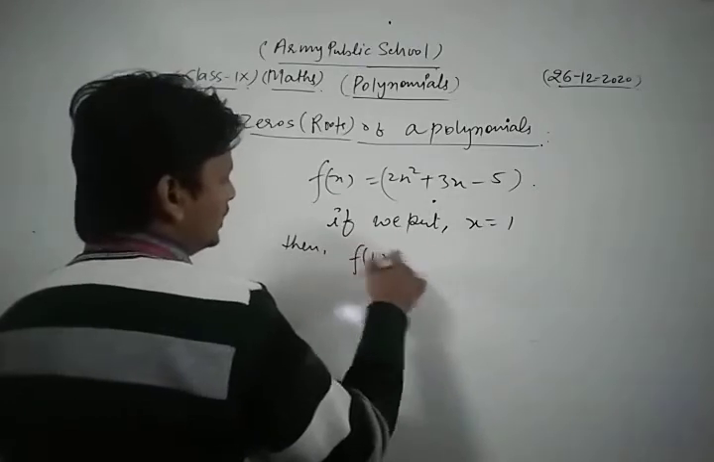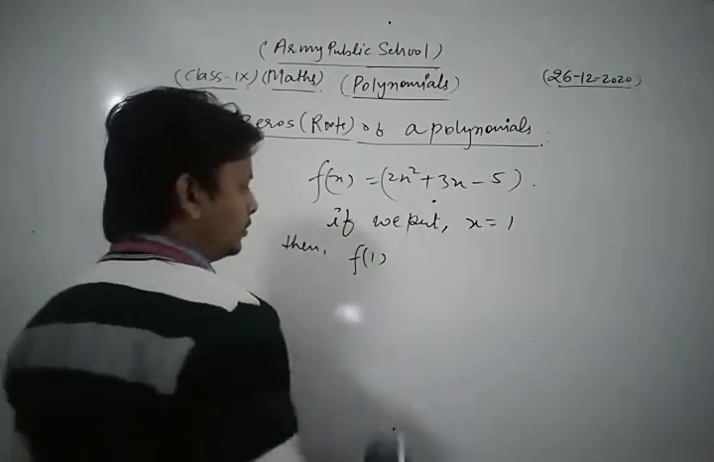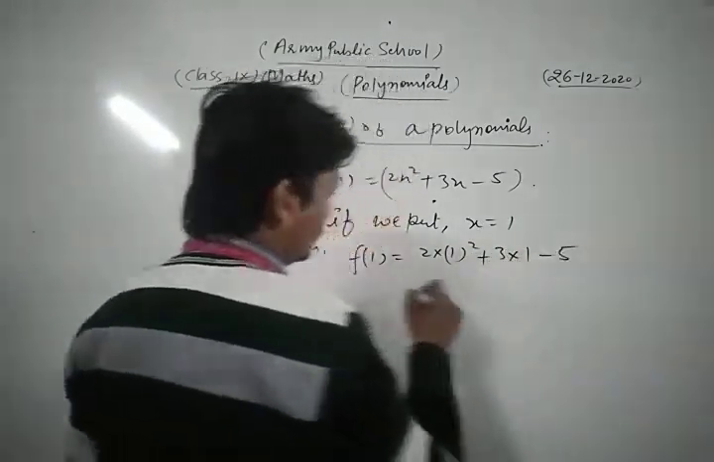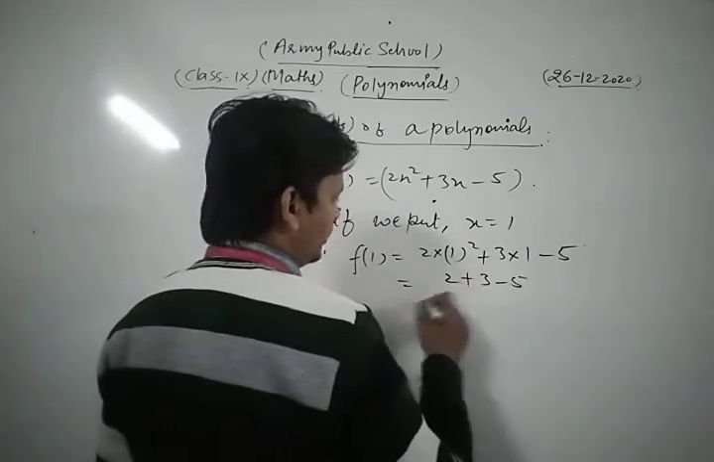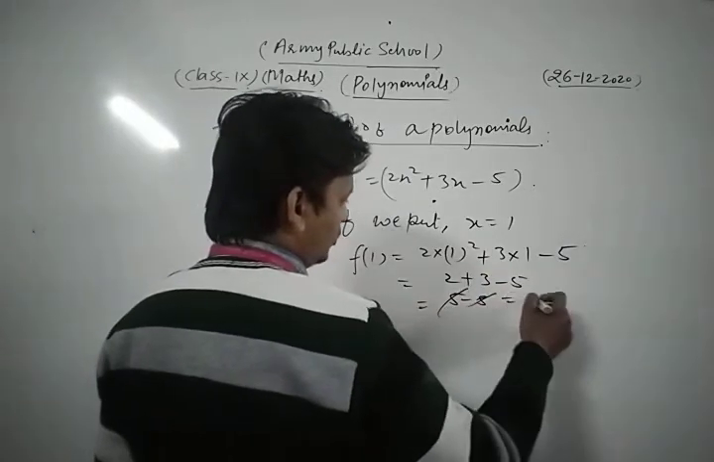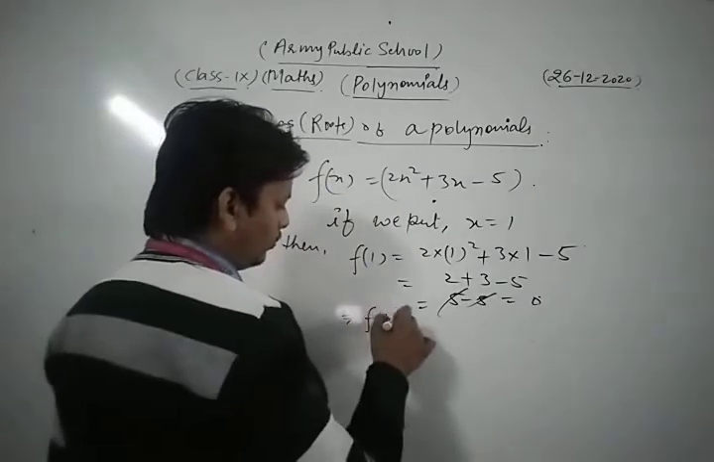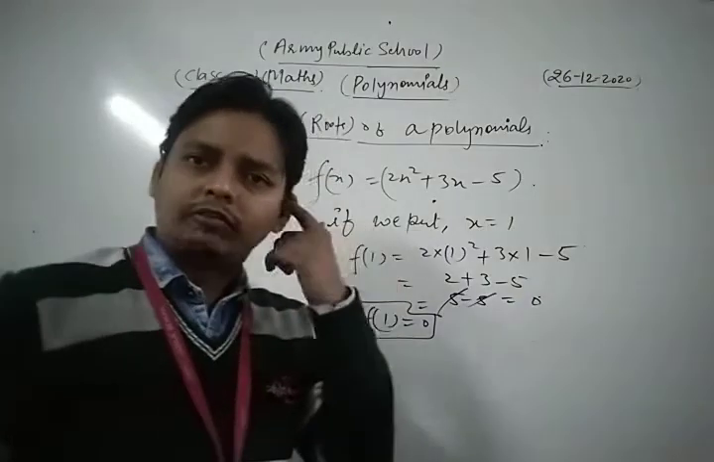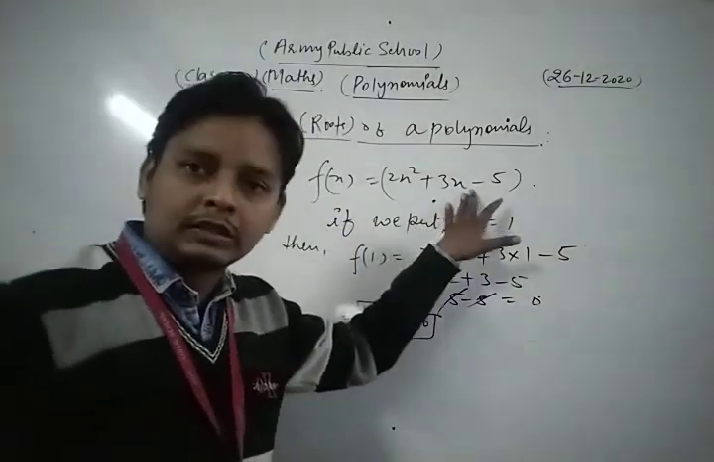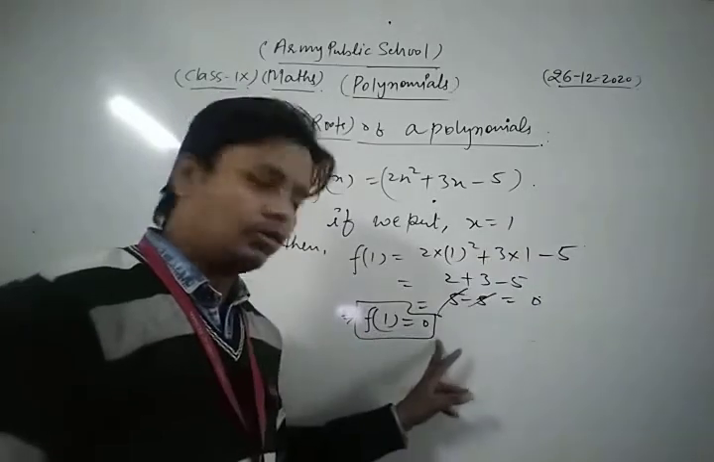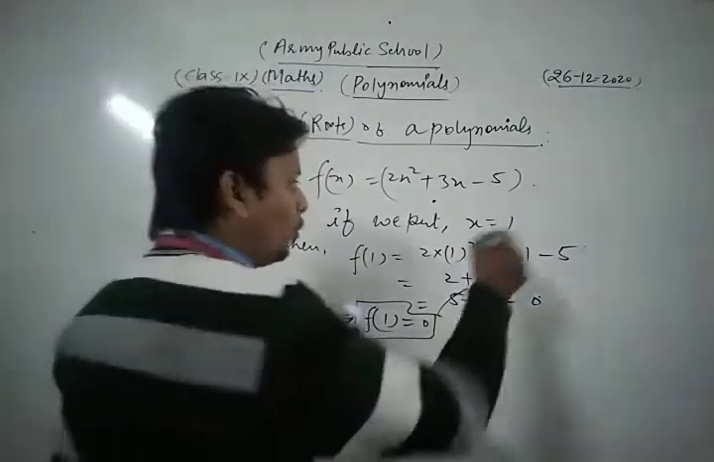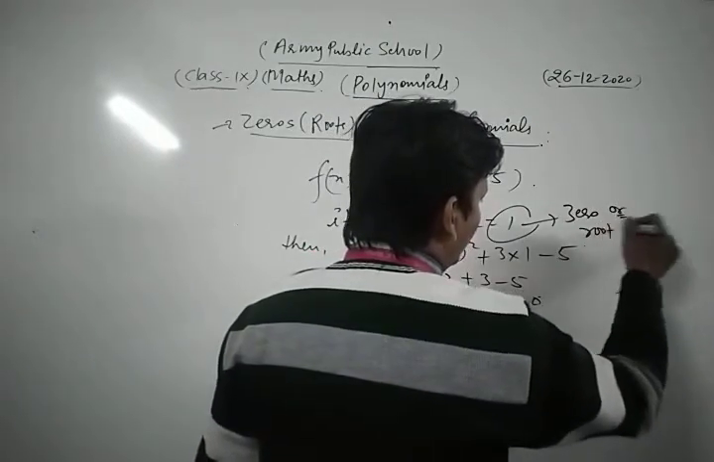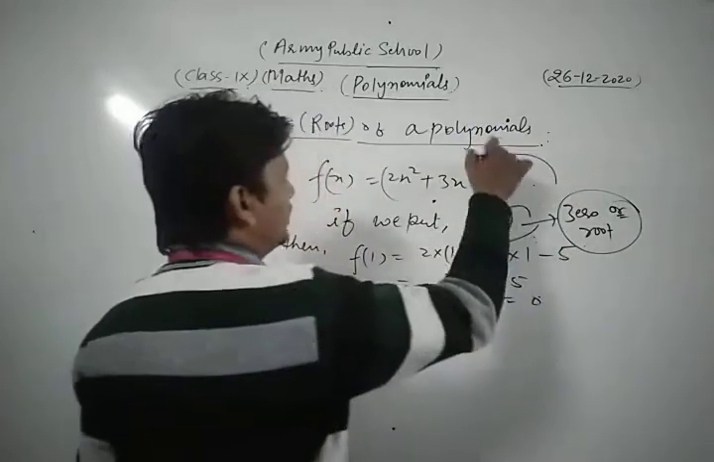Then we get f of 1; we just replace x by 1 in this polynomial. So we get 2 into 1 square plus 3 into 1 minus 5, so 2 plus 3 minus 5, 5 minus 5 cancel each other, so 0. Thus the value of f of 1 is 0. Means the value of the given polynomial at x is equal to 1 is 0. Then in that condition 1 is called the zero or root of the given polynomial.